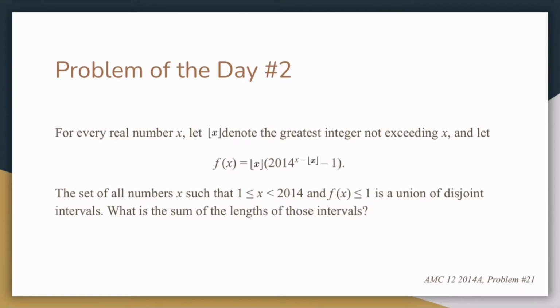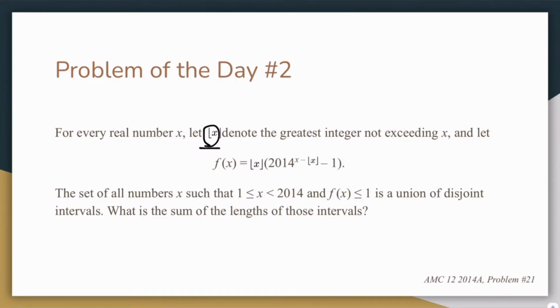The second problem was problem number 21 of the 2014 AMC12A. For every real number x, let floor of x denote the greatest integer not exceeding x, and let f of x equal the floor of x times 2014 to the x minus the floor of x, minus 1. The set of all numbers x such that 1 is less than or equal to x is less than 2014, and f of x is less than or equal to 1, is a union of disjoint intervals. What is the sum of the lengths of those intervals?